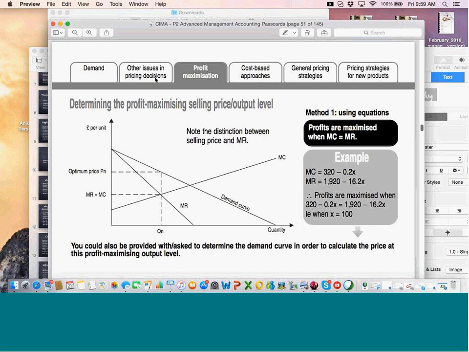It depends on the question asked. If it's a pricing question, you can talk about certain things.